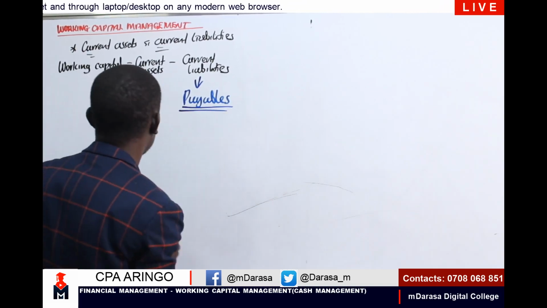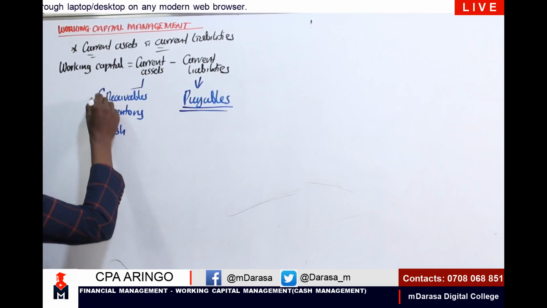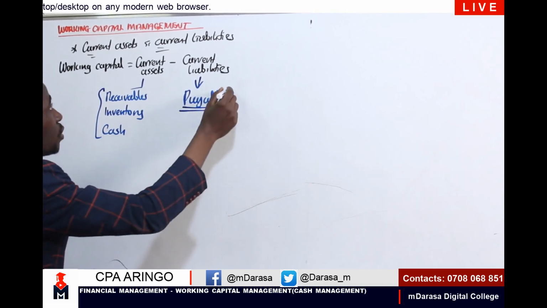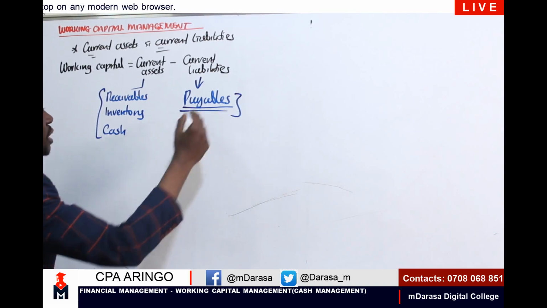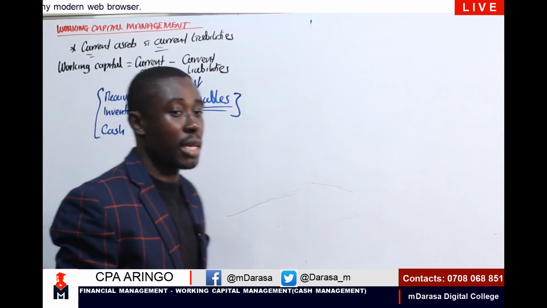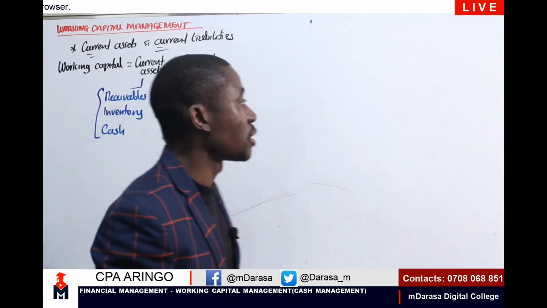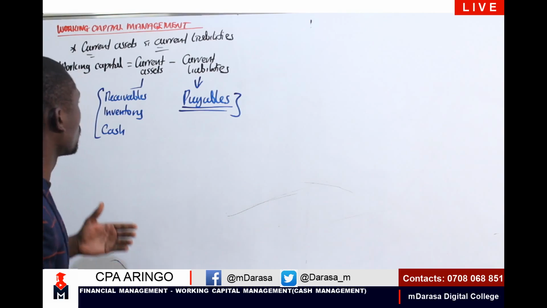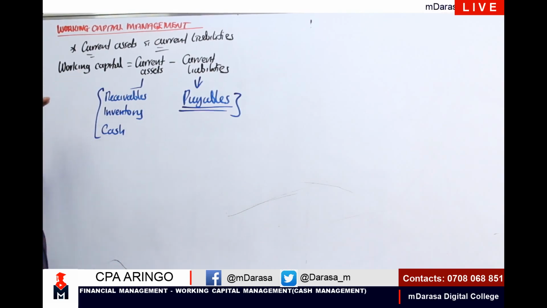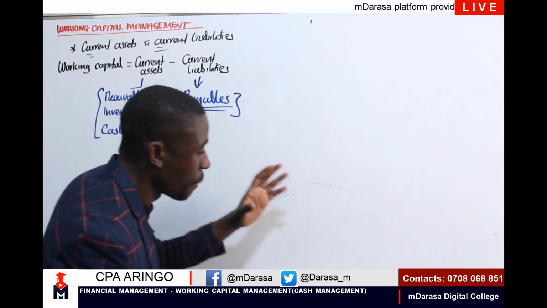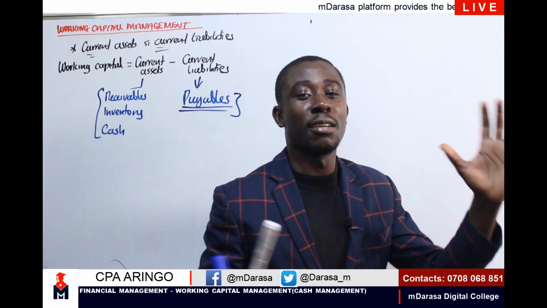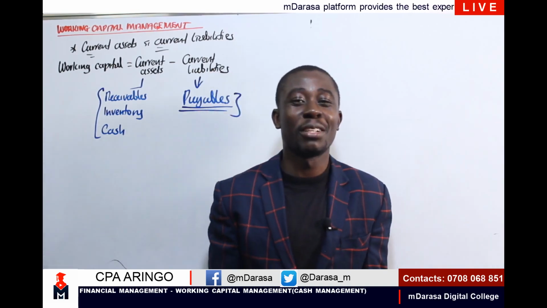So this is a category of current assets and a category of current liabilities. My good students, looking at the concept of working capital, it's just a matter of seeing how we are going to manage our receivables, our inventory, our cash, and our payables. That is a summary of working capital management.